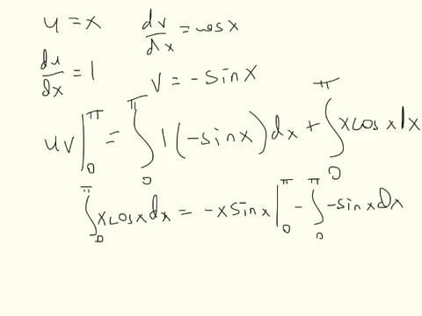Okay, so we get the integral from 0 to pi of x cosine x dx is equal to u times v from 0 to pi. Note that when we plug in the 0, we're going to get a 0 from the x. When we plug in a pi, we're going to get a 0 from the sine x. So actually, this term goes to 0. And then over here, we need to integrate negative sine x from 0 to pi, and we certainly know how to do that.